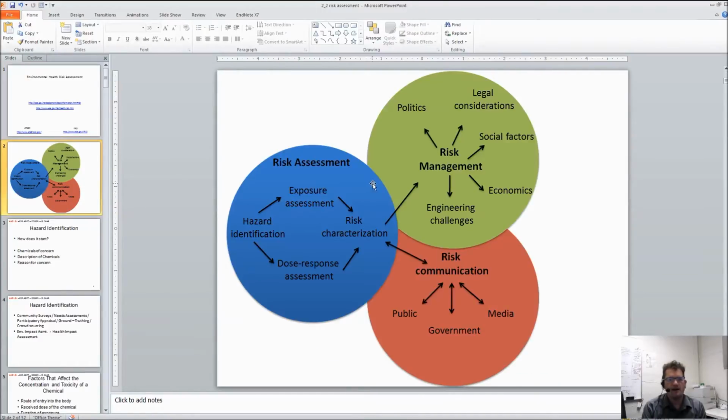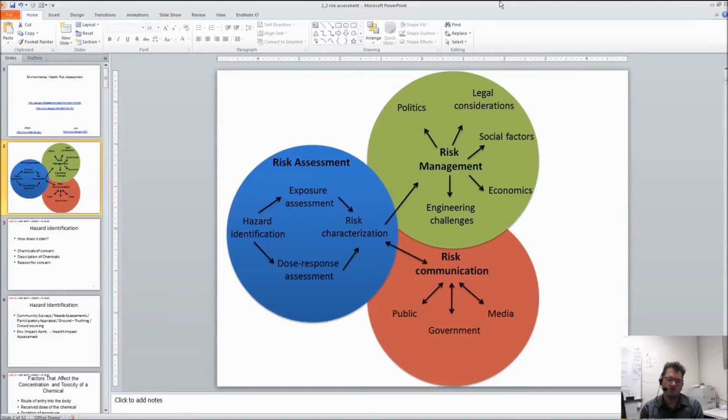I have this figure here to explain what the risk assessment framework is. It starts out with hazard ID, exposure assessment, and dose response assessment, and then risk characterization. It broadens out into risk management and risk communication. These are broad circles that include a lot of different topics, and all of this is public health. But I'm going to talk about this blue one here: hazard ID, exposure assessment, dose response, and risk characterization. With these lectures, I split up risk assessment into those four categories.